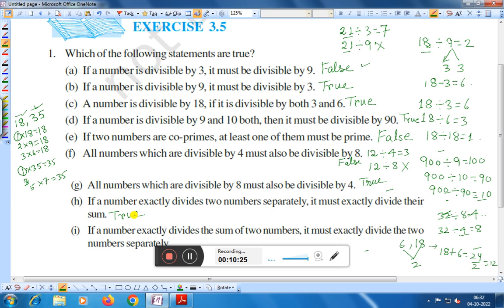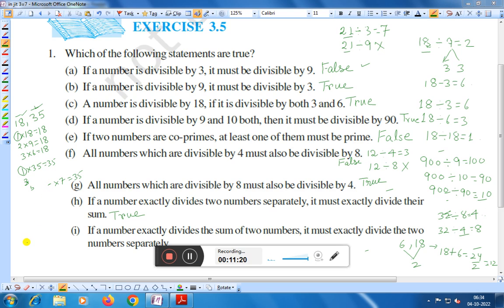Next, I. If a number exactly divides the sum of two numbers, it must exactly divide the two numbers separately. Let us take one example.